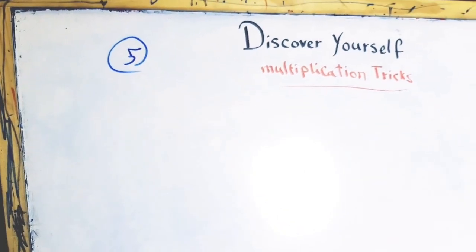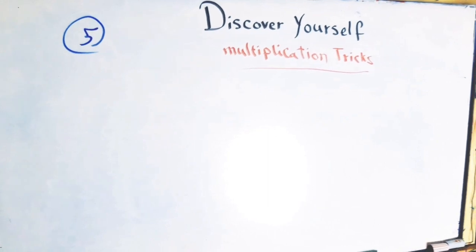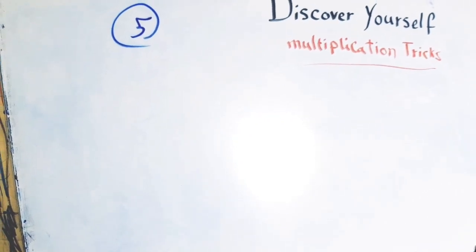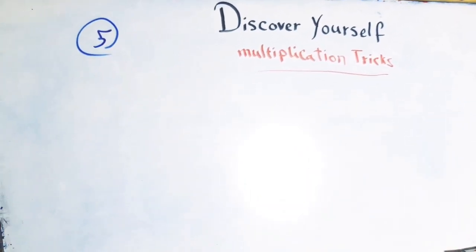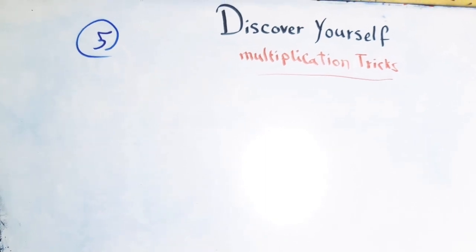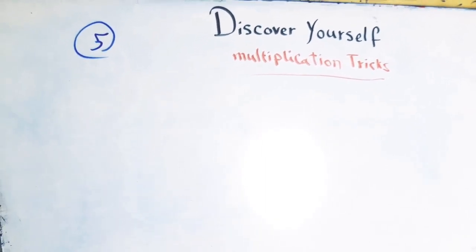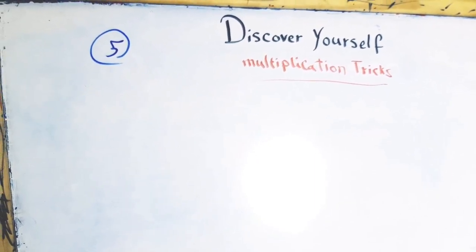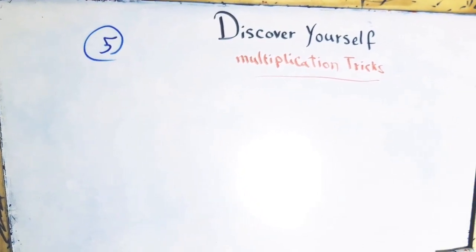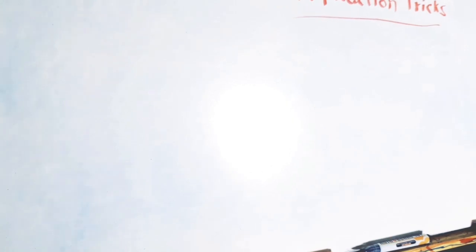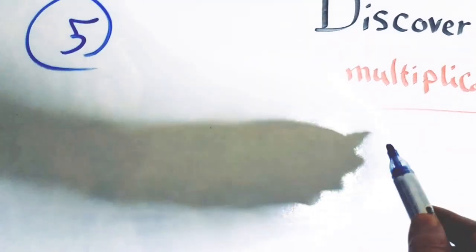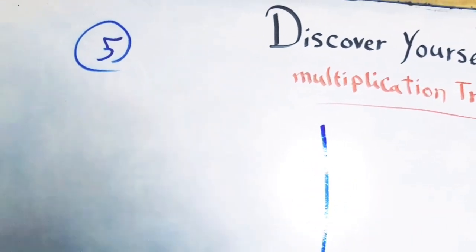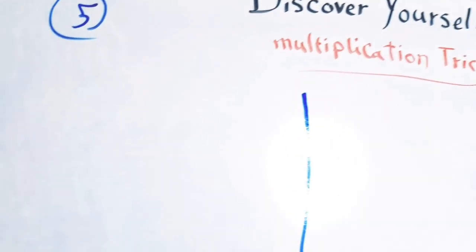When we multiply 5 by any number, we must focus on a very important fact: whether the number we are multiplying by 5 is an even number or an odd number. This is very important for us to discover the multiplication trick related to multiplying 5 by any number. So, we must divide the numbers we are multiplying by 5 into even numbers and odd numbers in this way.